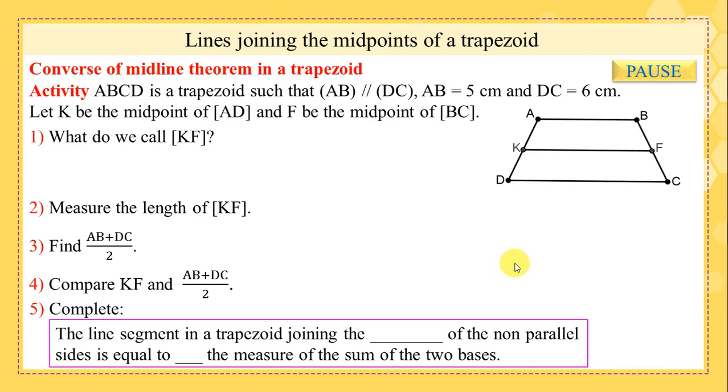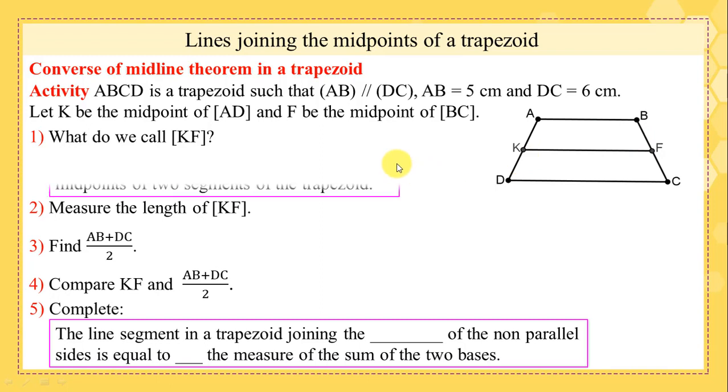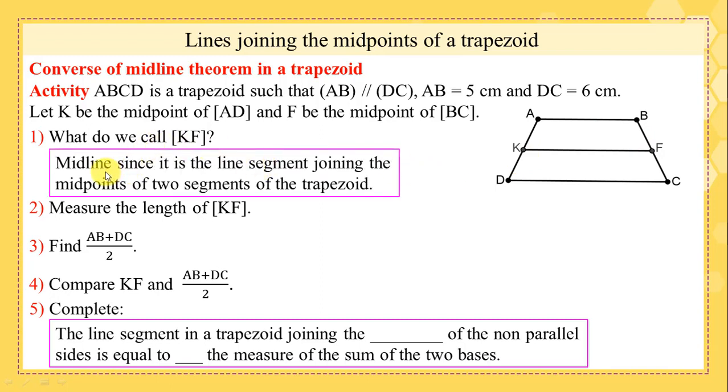Solution. What do we call KF? Since KF is the segment joining the midpoints of the non-parallel sides of a trapezoid, then KF is a midline. It is the line segment joining the midpoints of two segments of the trapezoid. Measure the length of KF. Using a ruler, we get KF is equal to 5.5 centimeters.